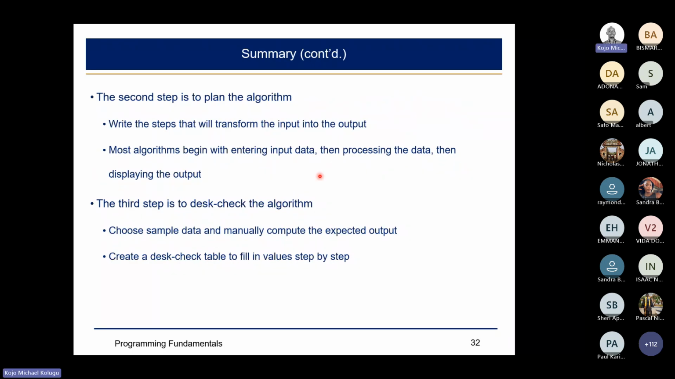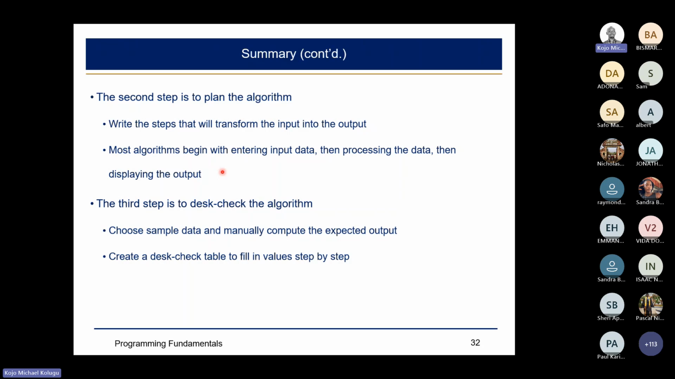And then we said the second step is to plan the algorithm, right? And how do you plan the algorithm? First, you write down the steps that would transform the inputs you've identified, based on the output that the person wants, into that output. So the steps you write convert or transform your inputs to the specific output that is required. And most algorithms begin with entering input data, then processing the data, and then displaying the output, as we have seen already.